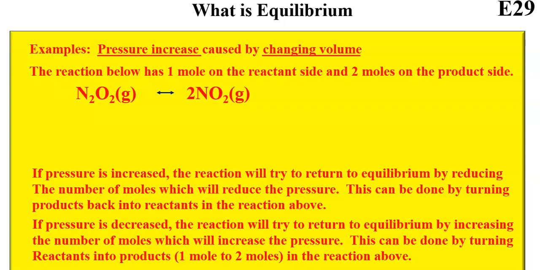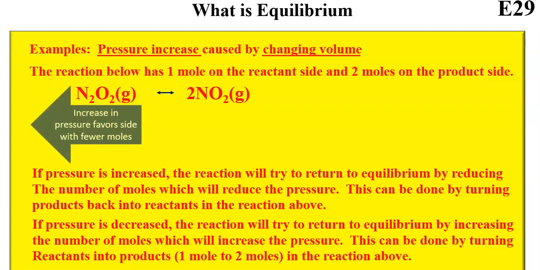If the pressure is decreased, and you would do that by expanding the volume so the molecules don't hit the side of the container as often, there's less pressure. The reaction will try to return to equilibrium by increasing the number of moles. So if you put more moles in the container, you'll have higher pressure. And how does it do that? It does that by moving from left to right, from reactants to products. So it goes from having 1 mole of N2O4 to 2 moles of NO2. So it increases the pressure by increasing the number of moles. This can be done by turning reactants into products. That's 1 mole to 2 moles in the reaction above.